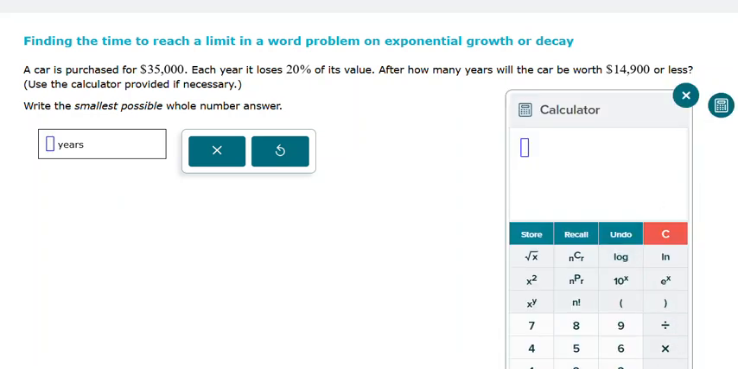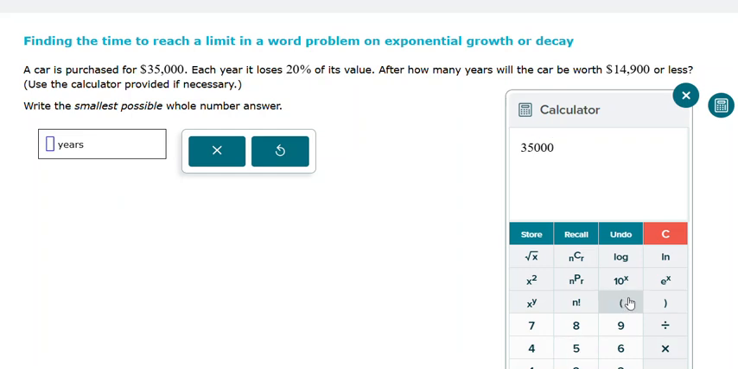So another way that I could do this on my calculator is just type in the initial amount. Each year it loses 20%, so it's retaining 80%. So I'm multiplying by 0.8. And then I can enter in a power here and just kind of guess and check until I get it to 14,900 or less. So I could start by guessing 10 years. That is way too many. So let me start again.